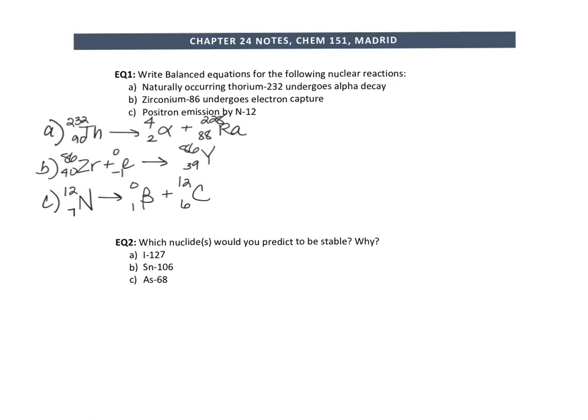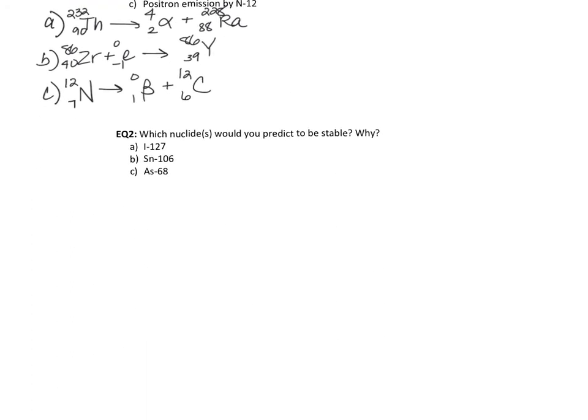All right, let's go on to example question 2. Which nuclides would you predict to be stable and why? What you're going to do is use the valley of stability chart. You first need to identify the number of protons and the number of neutrons for each of these, and then see where they line up on the valley of stability. So go ahead and pause the video now and then come back.